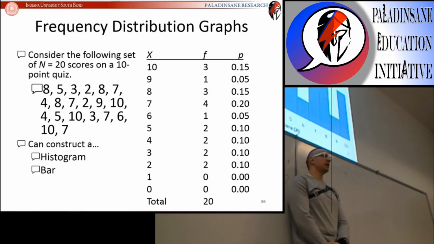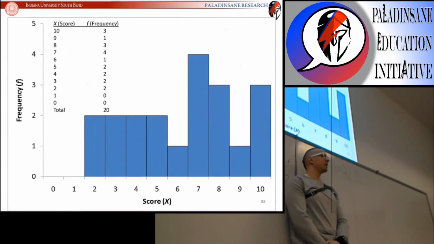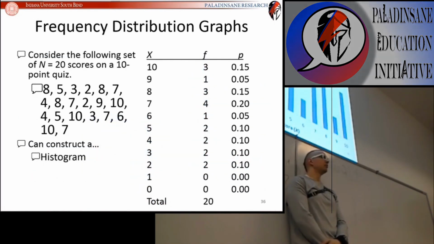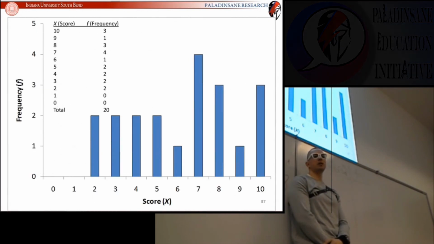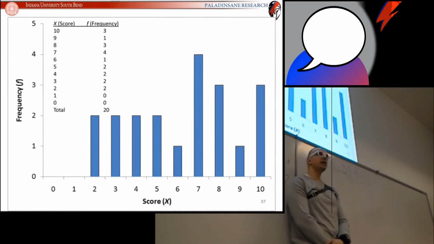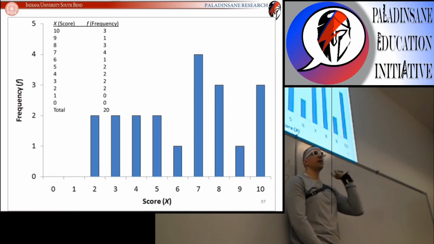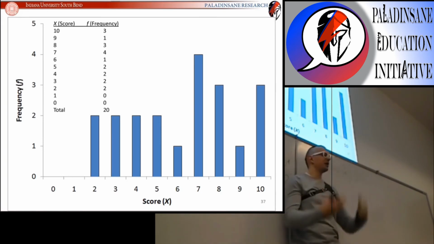So this right here is a histogram, and a histogram does not have spaces between the bars, and that is used to indicate continuous data where you can get those in-between scores. A bar graph, on the other hand, has spaces between the bars, and this is to indicate scores that are discrete. So technically, if I had scores on a 10-point quiz, I should put them up as a bar graph, indicating that you can score a 2, or you can score a 3, but you cannot get 2.5. And you can score a 7, but you can't get 7.5. Right? So that's what's indicated here in the bar graph.